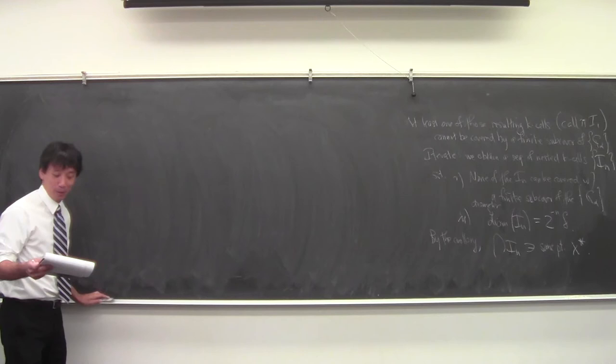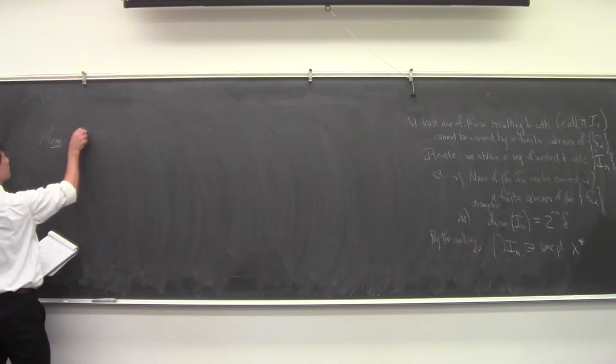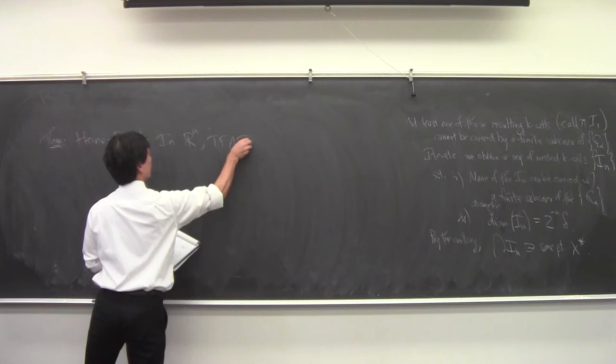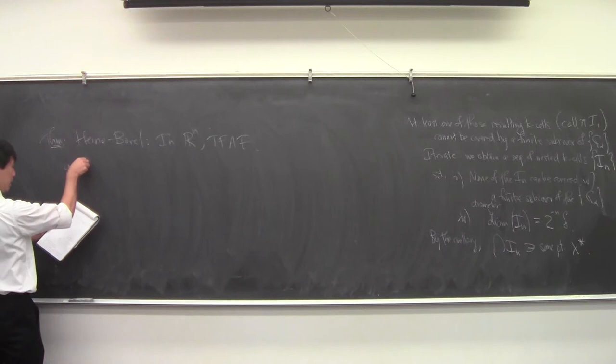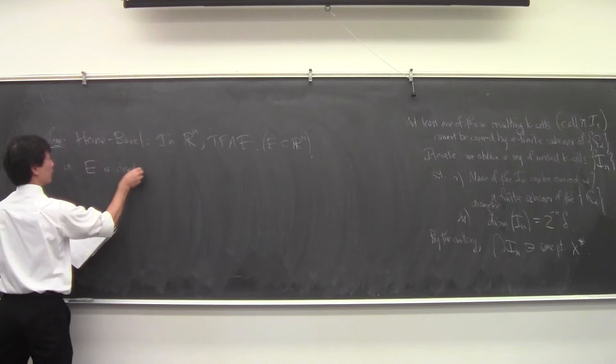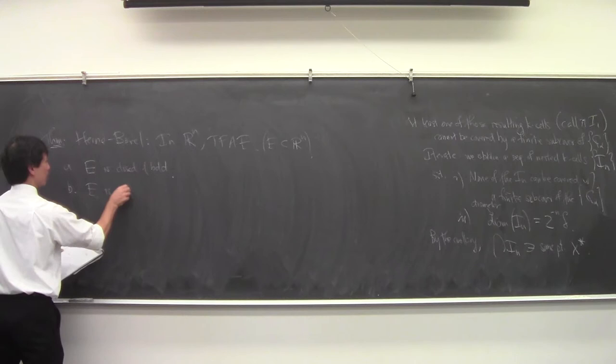Okay. Heine-Borel. In Euclidean space, the following are equivalent. Suppose you have some subset E in your Euclidean space. A: E is closed and bounded. B: E is compact. C: E is limit point compact.